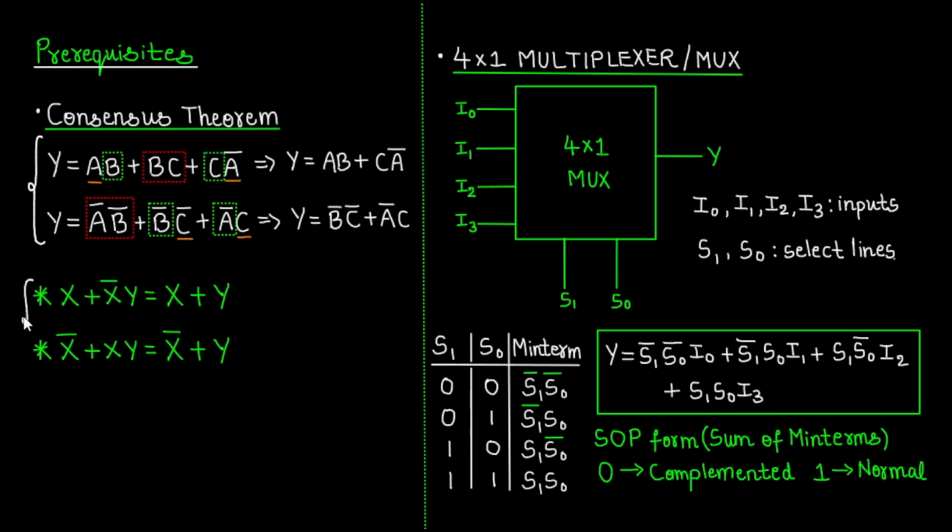Next, we come to this Boolean formulae, which is x plus x bar y is equal to x plus y, and x bar plus xy is equal to x bar plus y. Here, the terms x bar and x are to be neglected.